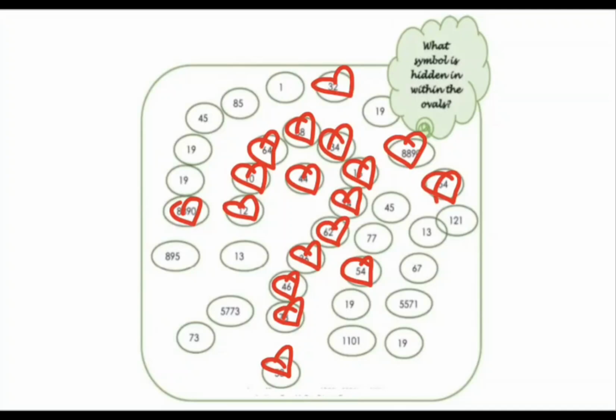So next is the divisibility by 5. We have 895, we also have 8,890, 45, 85, and another 45. And the last one is the divisibility by 10. We have 8,890 and we also have the number 10.